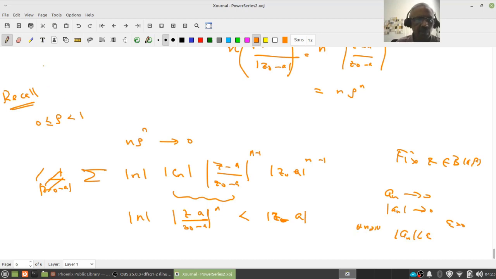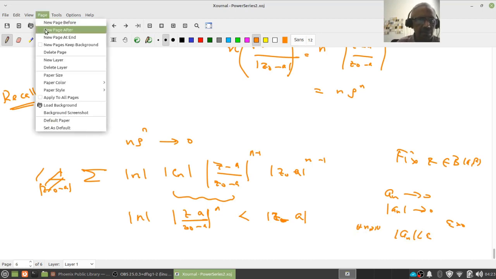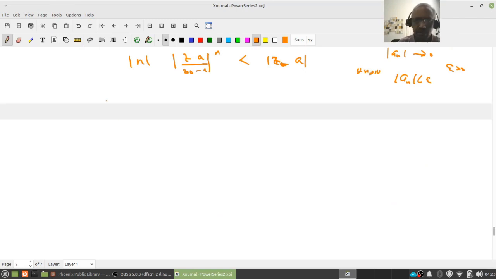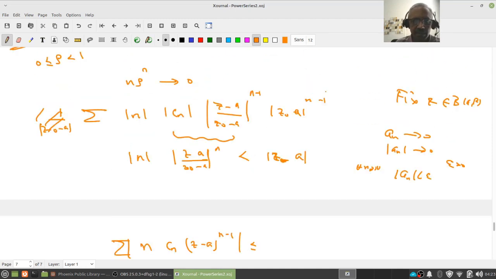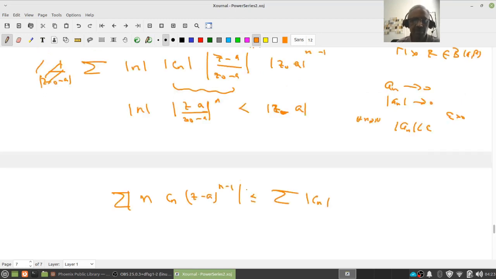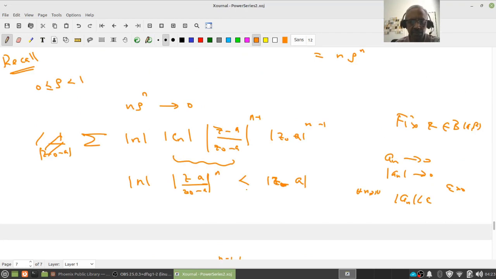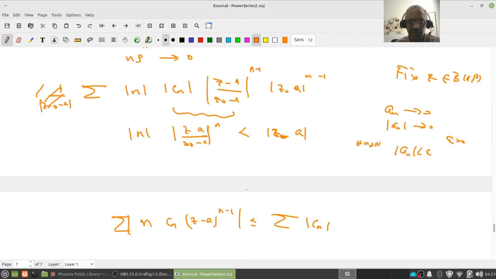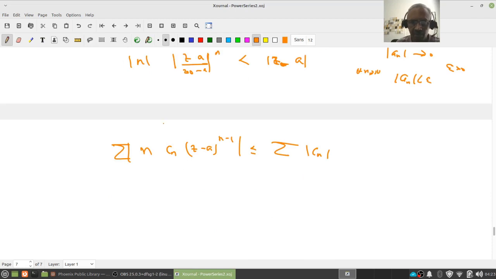So what I have shown now is that summation n Cn (z minus a) to the power n minus 1, in modulus, is less than or equal to this object. That is going to be less than or equal to summation mod Cn n times mod z to the power n minus 1, which is less than or equal to mod z minus a, multiplied by mod z naught minus a to the power n plus 1.